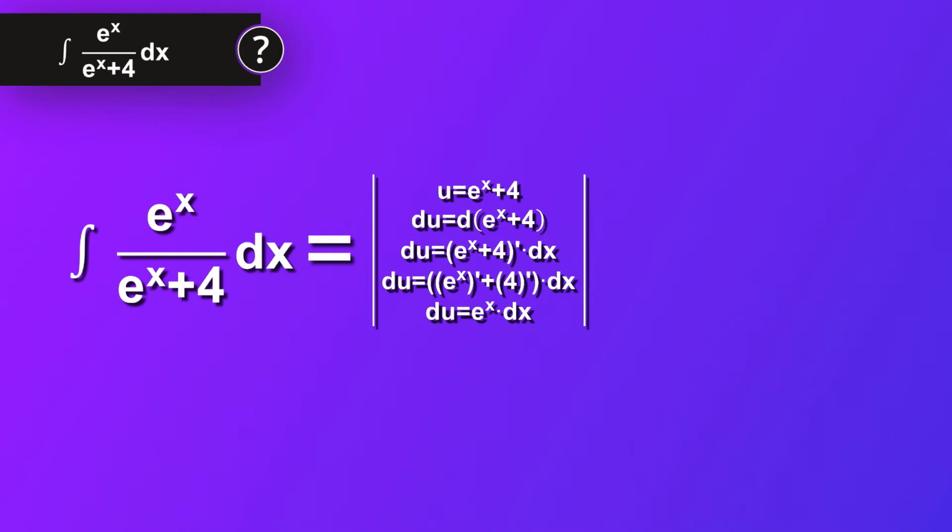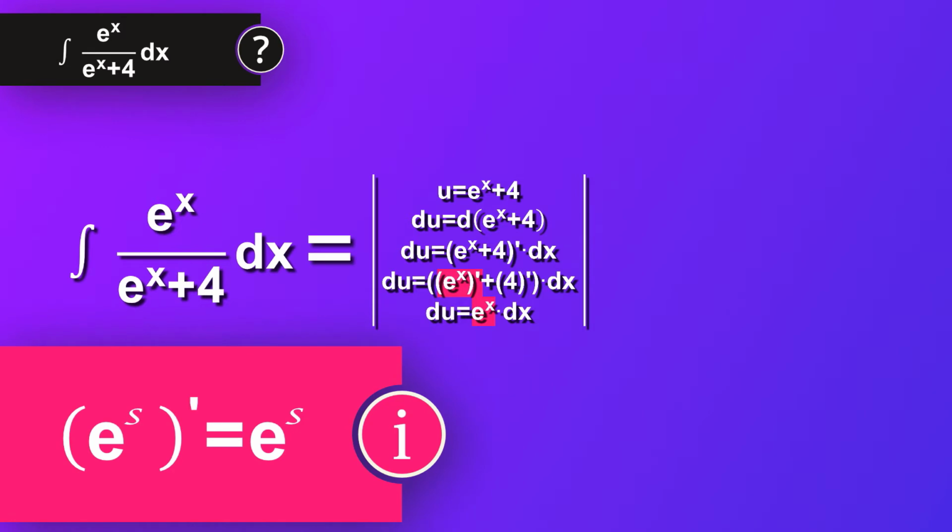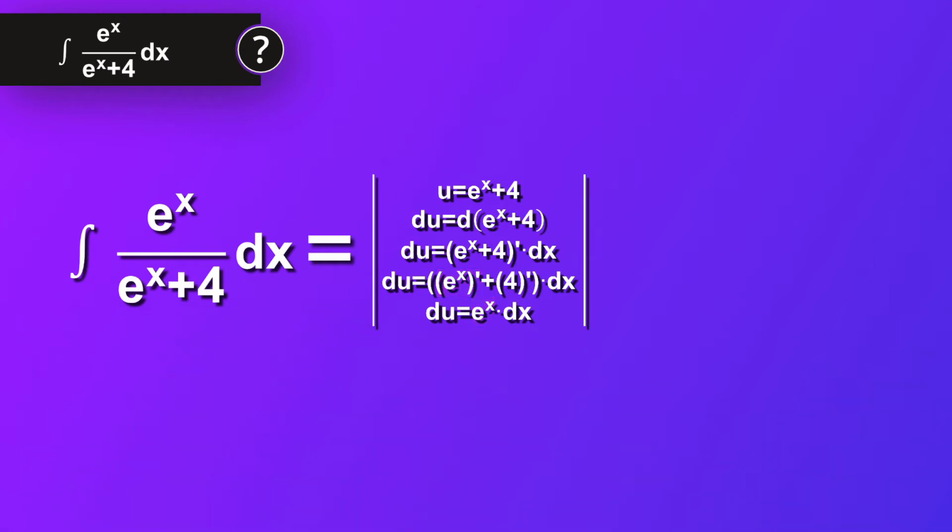Thus, we have du equals e raised to x, as the derivative of e raised to s equals e raised to s, and in our case, s is x. From the expression plus 4, we've got 0, as the derivative of a constant is 0. We can write du is equal to e raised to x multiplied by dx. We can leave the expression like this, as in a moment we insert it in exactly that form into our main equation.